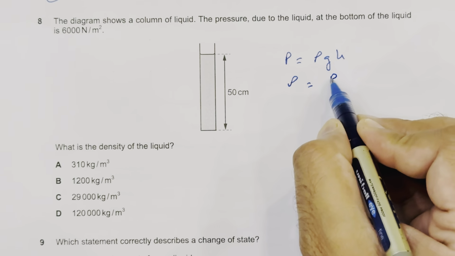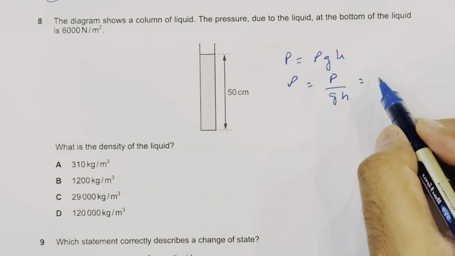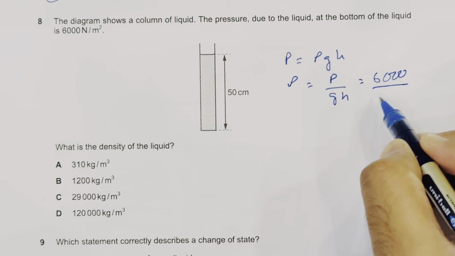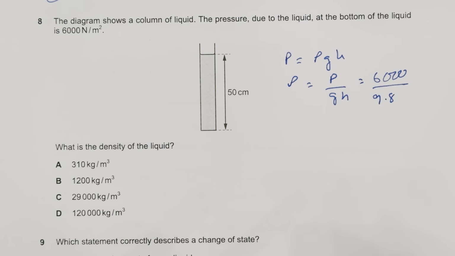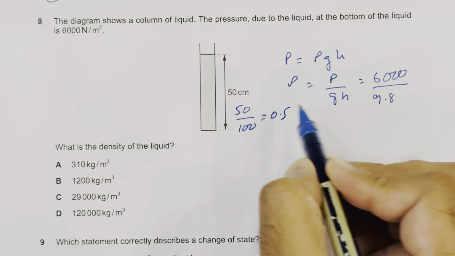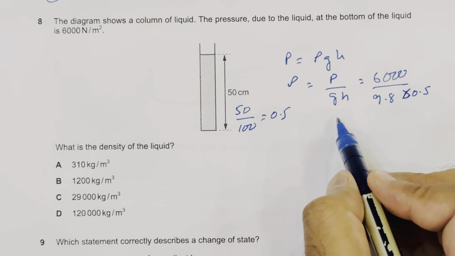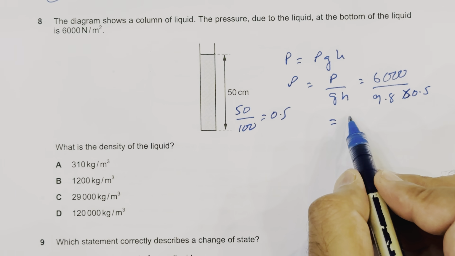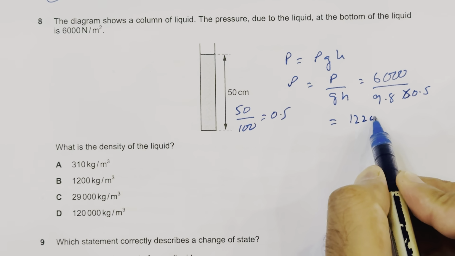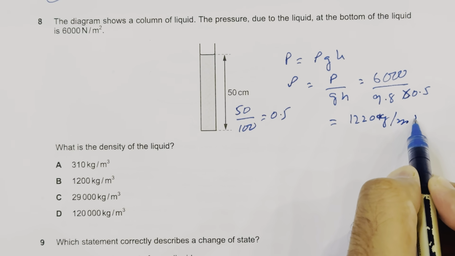The density formula would be pressure over g h. The pressure is equal to 6000, the value of g is 9.8, and the height is given in centimeters, so you divide it by 100, making it 0.5 meter. Multiplying 9.8 by 0.5 and solving, we get a value of 1220 kilogram per meter cubed. So option B is closest, so option B is the right answer.